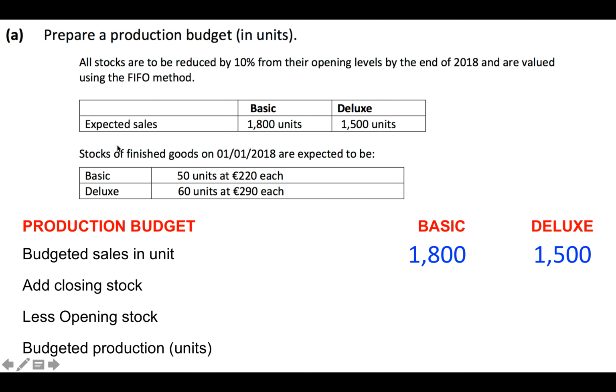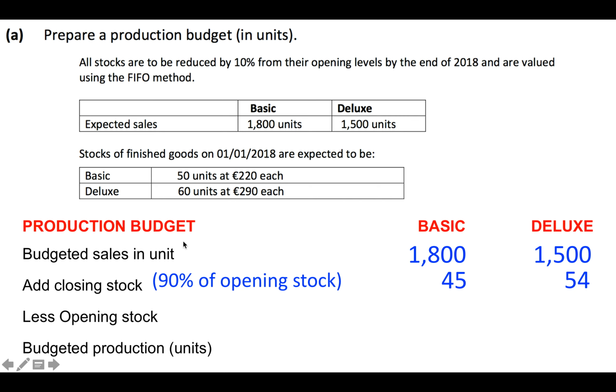So that is opening stock. So we don't have to make that, but what we are required to do is to have 90% at the end of the period. So 90% of the opening stock. So all stocks are to be reduced by 10% from their opening levels by the end of 2018, and are valued using the FIFO method. So first in, first out. So we sell the ones that we make first, etc. So closing stock is going to be 90% of this opening level here. So 45 units of Basic and 54 units of Deluxe.